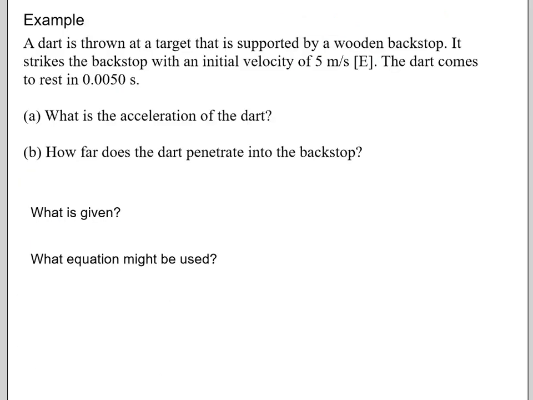All right, let's try another one here. A dart is thrown at a target that is supported by a wooden backstop. It strikes the backstop with an initial velocity of 5 meters per second. So there's VI. The dart comes to rest in a very small time element.